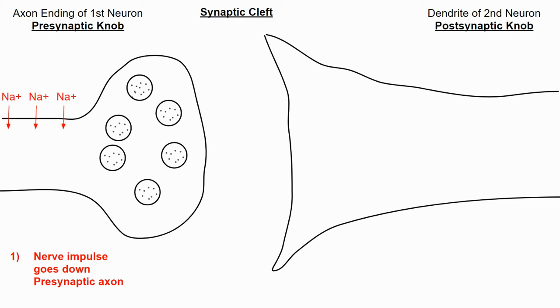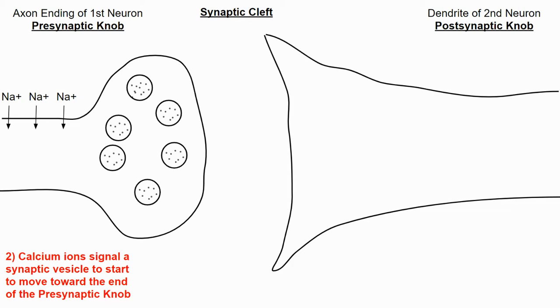Sodium is rushing inside of the axon membrane, and we then in this process trigger calcium. So calcium ions signal a synaptic vesicle to start moving towards the presynaptic knob. So here we've now triggered calcium to come in and push these vesicles all the way to the edge of the presynaptic knob.